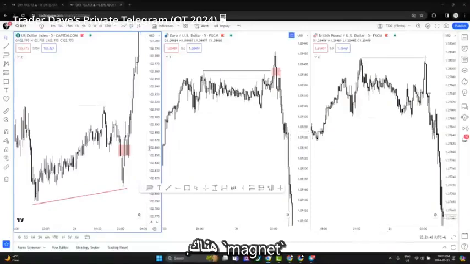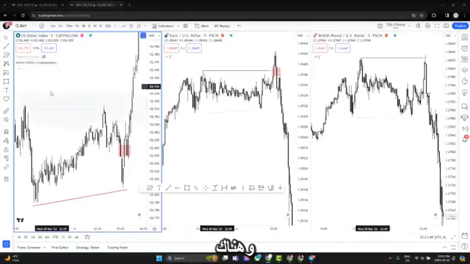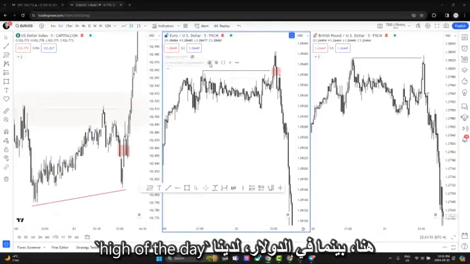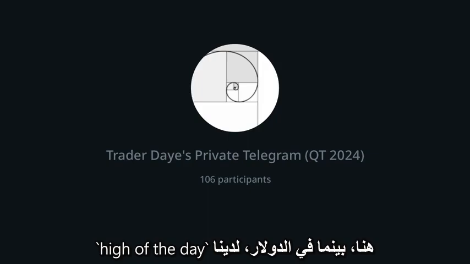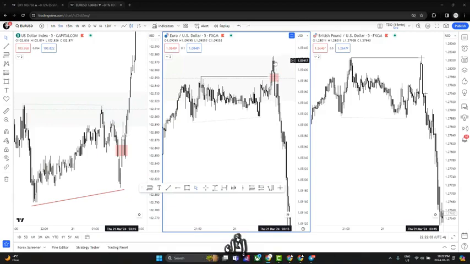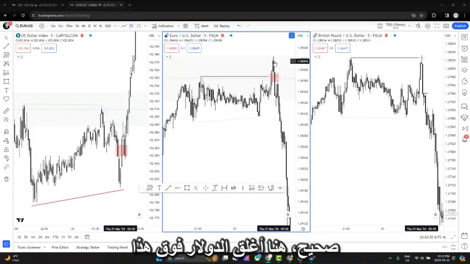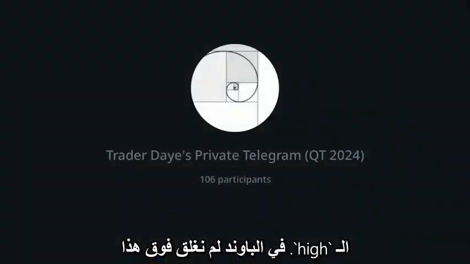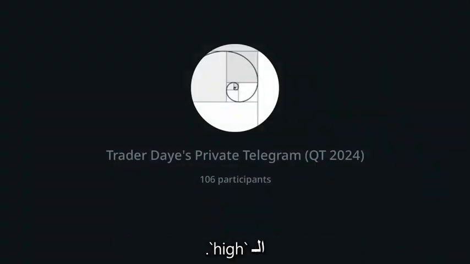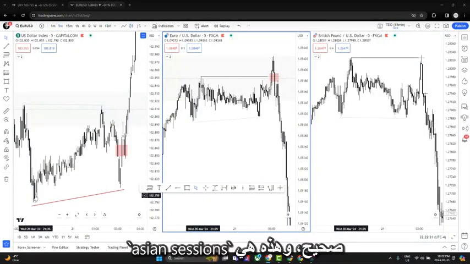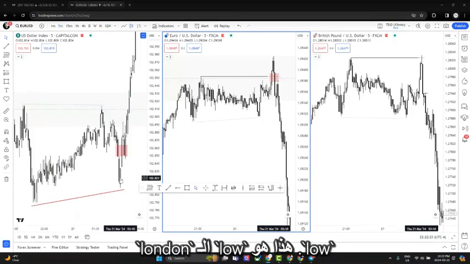There is also a new week opening gap here, whereas within the dollar we have the high of the day forming within the new week opening gap. So pay attention to the closes. Here we have the dollar closing above this high. Within the pound, we did not close above this high. Within the US dollar, we did not close below this low. And this is the Asian session's low. This is the low of the London session.